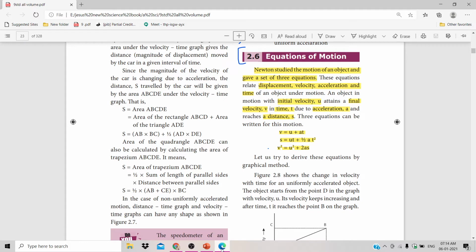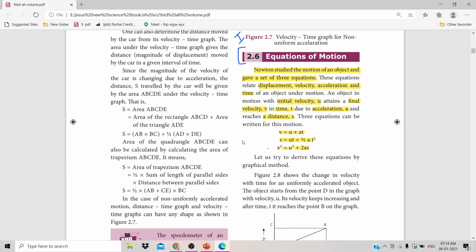Okay, I have put the equations of motion in the previous video. Watch that video and continue with this video.